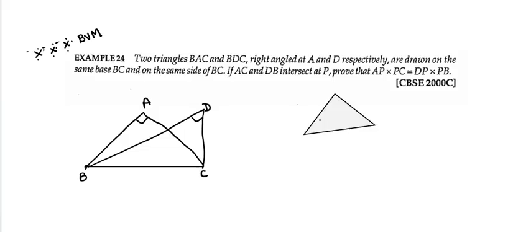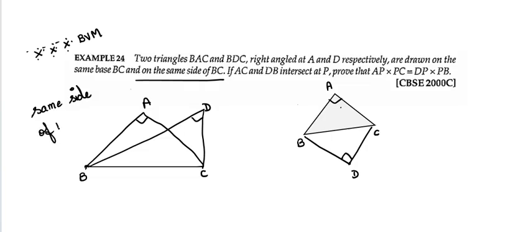Ma'am, when they say the same base, how do you know which diagram to draw? When I saw that question, I drew it like how you did the second time. What is wrong with that? Will the method by which I solve it change? Nothing will change, no. How will it change? 90-90 and BC is common. Everything is there. No. There is one more word here. I didn't see. On the same side is given. Same side of BC, which I didn't see.